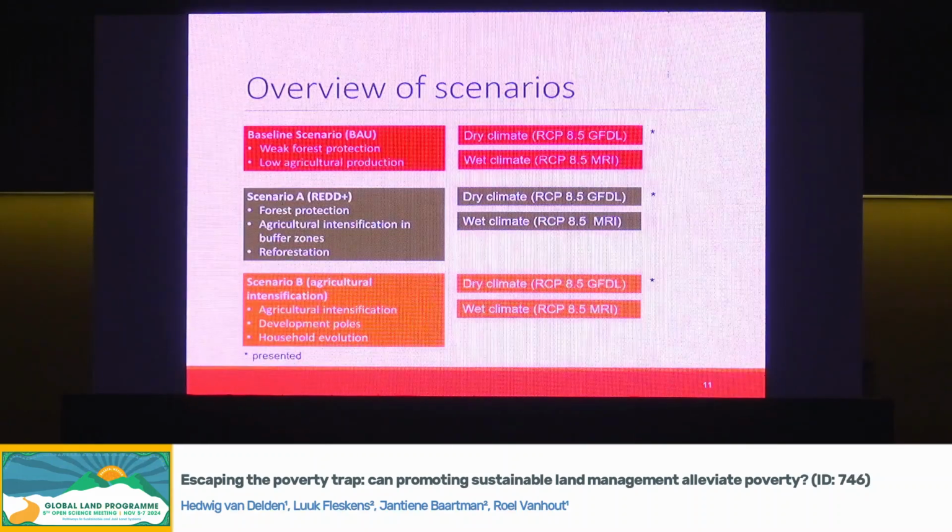Then, thinking about the different scenarios that we tested, we had a baseline scenario, business as usual, where there's really weak protection of the forest and also low agricultural production. A REDD Plus scenario where the forest is protected and there is reforestation and agriculture intensification in the buffer zones to stop people going into the forest. And there's an agriculture intensification scenario which focuses more on the economic potential, has more accessibility improvements with development goals, and focuses more on the poverty alleviation side.